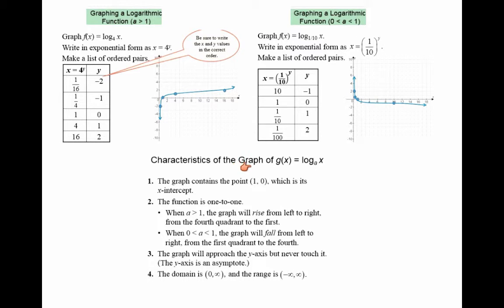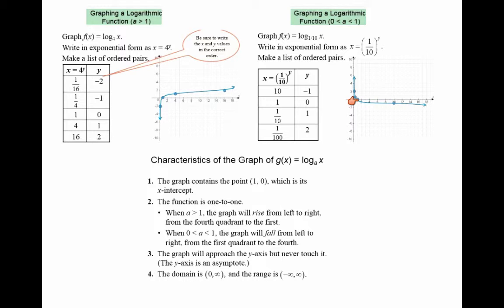So let's take a look at the characteristics of the graph g of x equal to log of x with the base a. As you recall, if a is greater than 1, we looked at the chart and we saw the shape of the graph from left to right increases. If the base a is between 0 and 1, like 1/10, the shape from left to right would be like this.